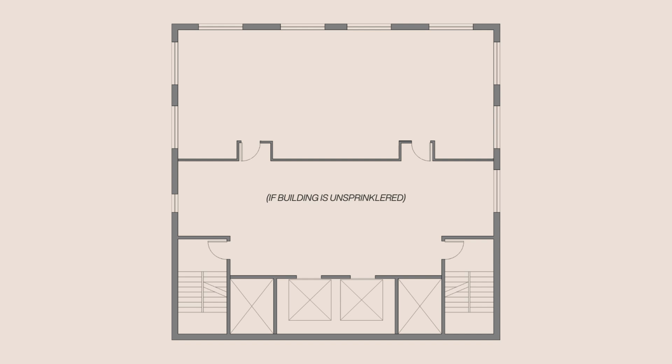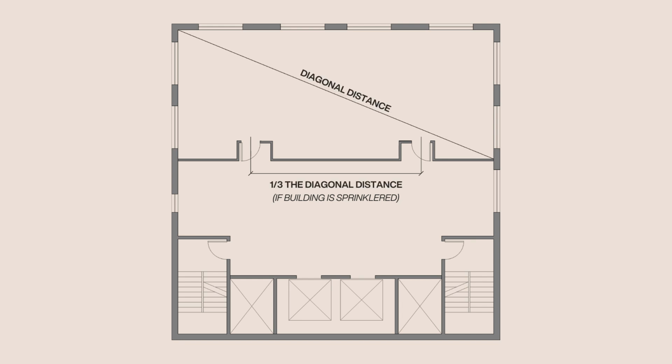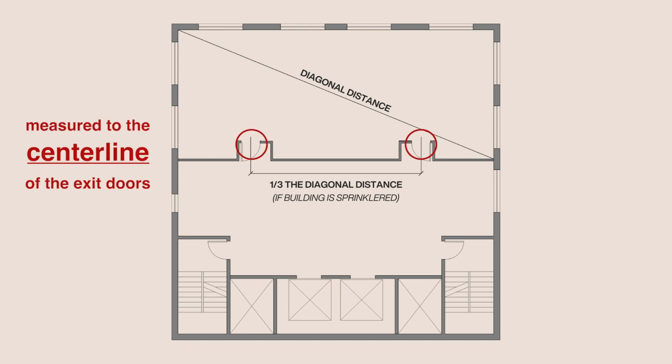If the building is unsprinklered, meaning there is no emergency fire sprinkler system, the distance between the 2 exit doors must be at least 1/2 the length of the maximum overall diagonal dimension of the entire space. If the building is sprinklered, meaning it has an automatic sprinkler system, the distance between the 2 exit doors must be at least 1/3 of the length of the maximum overall diagonal dimension. This distance is measured in a straight line to the center line of the exit doors.